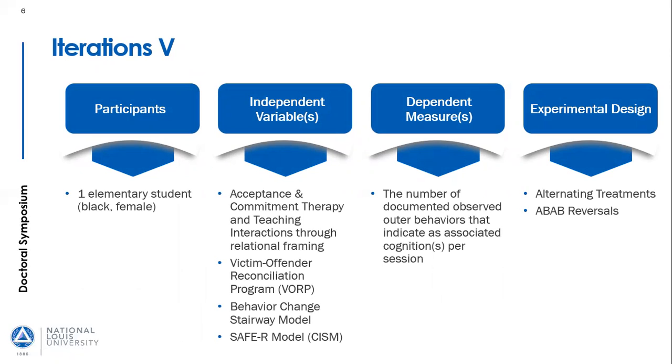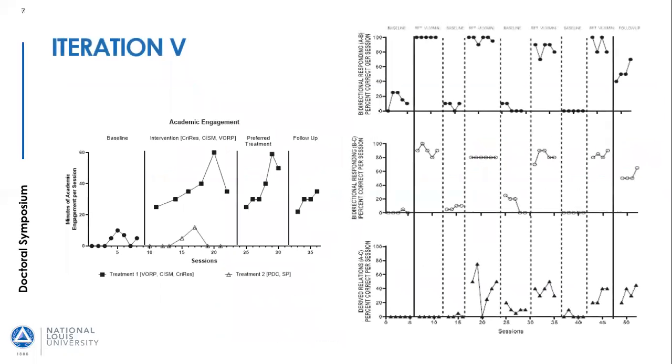This time we used acceptance and commitment therapy, victim offender mediation, the behavior change stairway model, and FBI hostage negotiation. We also used the SAFER model of critical incident stress management. And we were again tracking behaviors associated with an inner cognition. Those graphs are here.